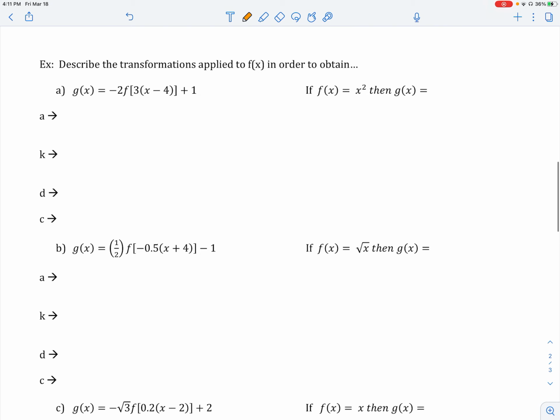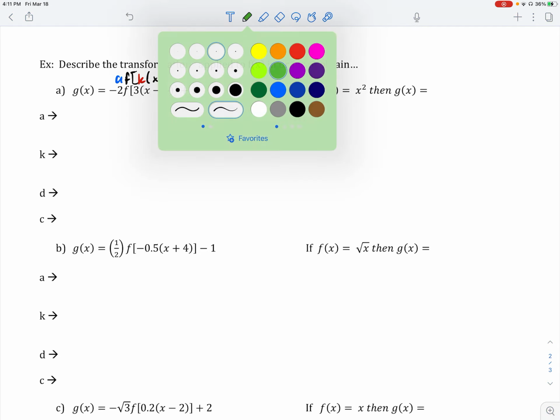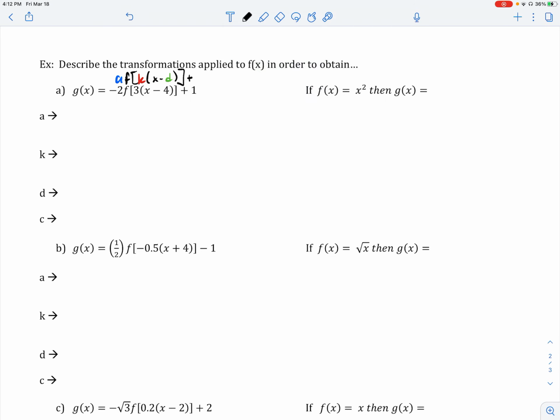And in these examples here, I just want to see if you can identify A, K, D, and C, and then state the transformation. Okay? So what we can always do is compare our equation to something of this form. And I'm going to keep it color-coded just to make this as obvious as possible. Then we've got plus C at the end. So I'm always going to be comparing to this nice formula right here that I've written out.